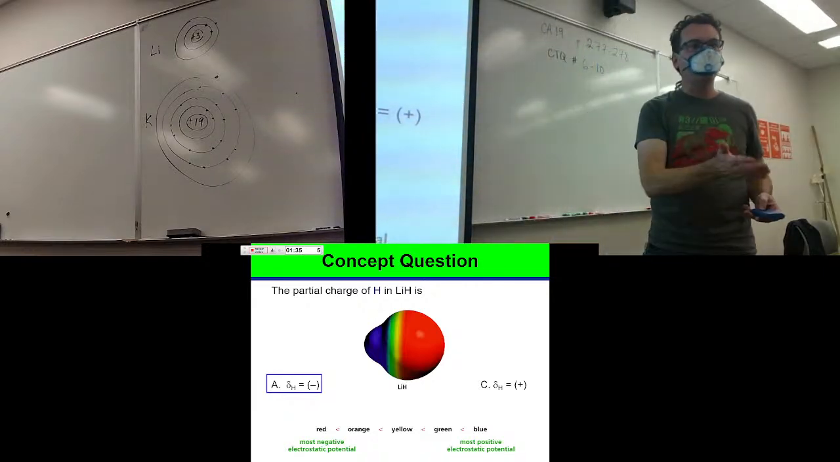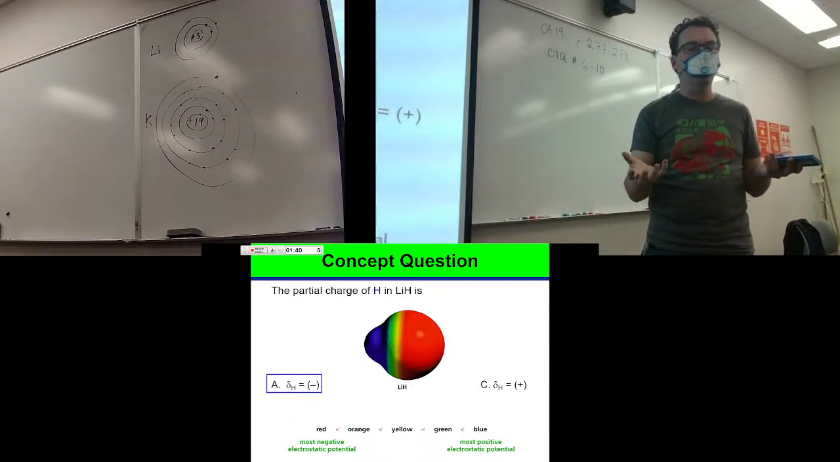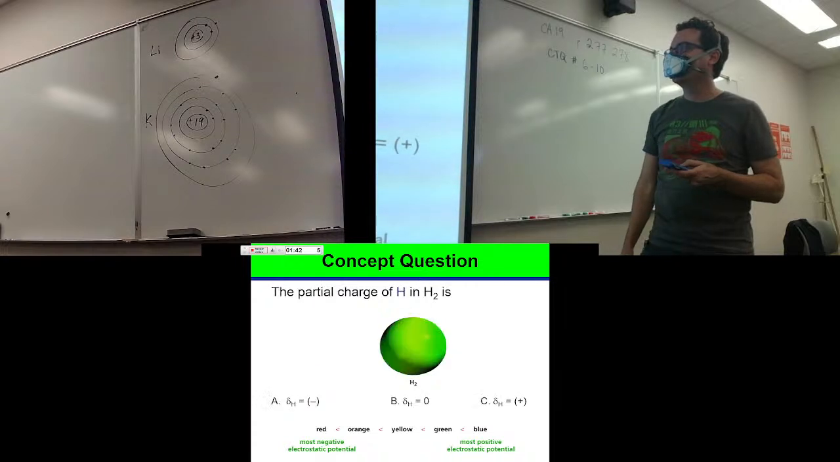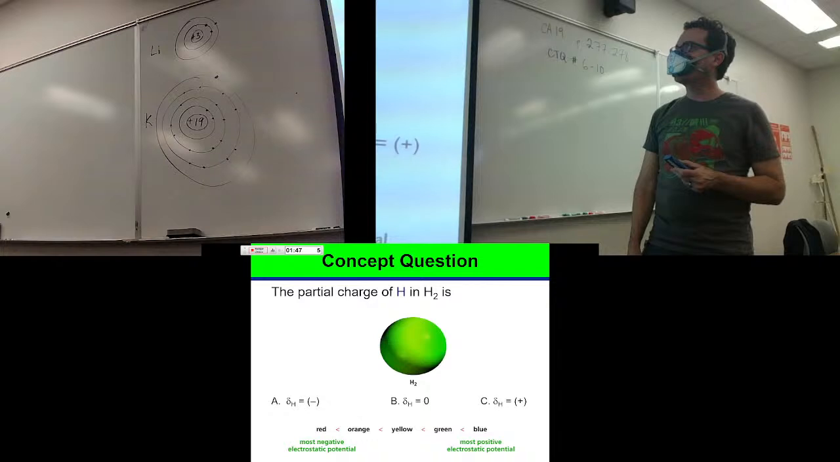And again, I say partial. It's not a full -1. It's not an ion. It's not an ionic bond yet. It's still a covalent bond. Here's H2. And the partial charge on hydrogen would be what in this case?